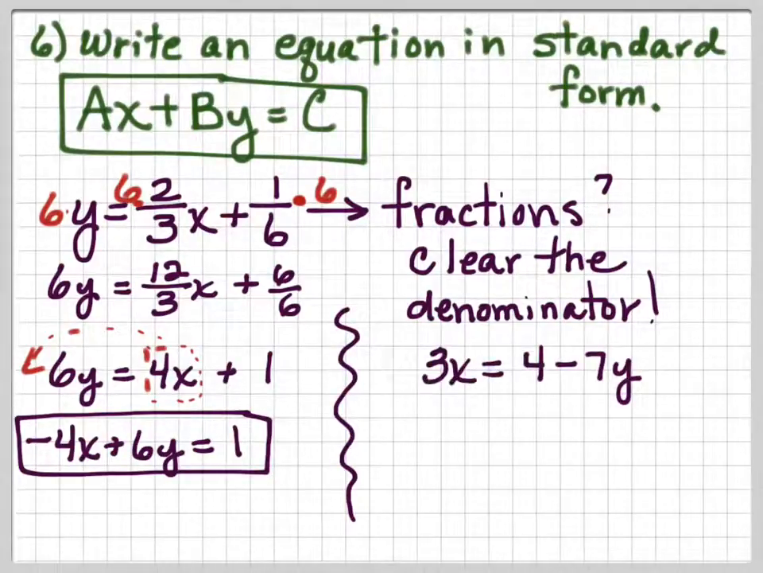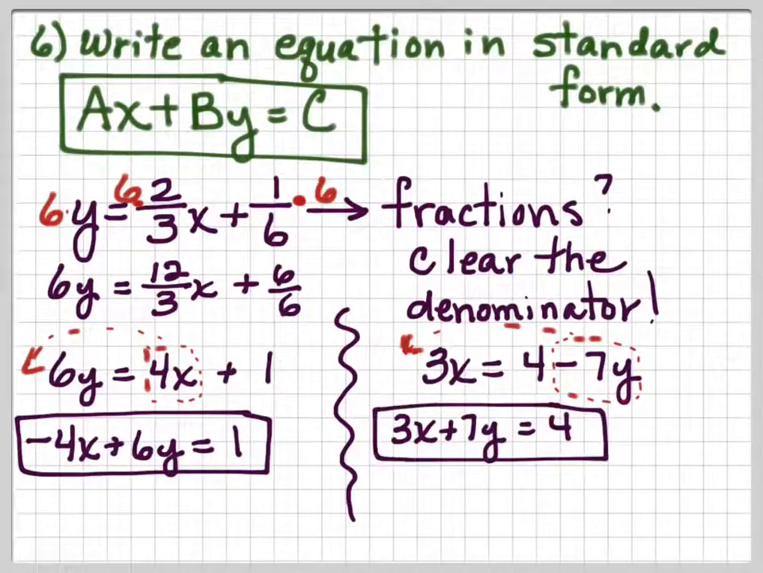Let's try another one. This one just needs to be moved around. The 3x needs to come first, followed by the y value, which would now be moved over here. It's going to be plus 7y, so I have 3x plus 7y equals 4. That's in standard form now.